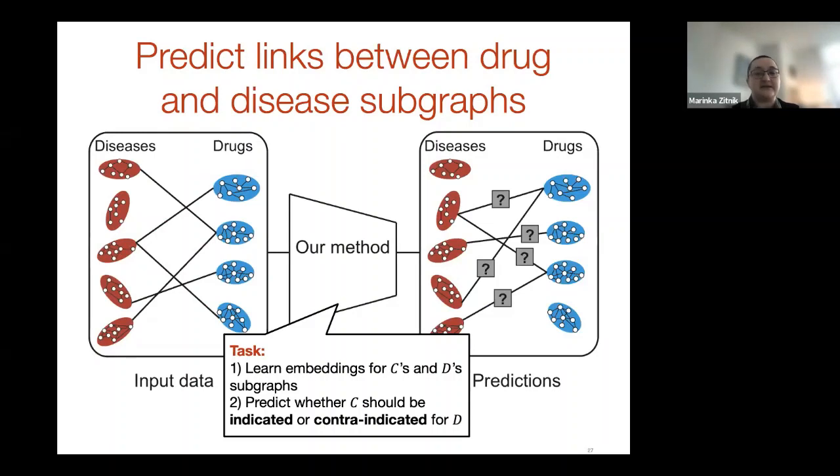And the task then is, we have as our input data a large number of drug disease pairs. So every disease is a subgraph, every drug is a subgraph, and the relationships are known treatment relationships. Our task is, first, learn embeddings for drug and disease subgraphs. Second, use those embeddings and combine them to predict potential associations or links between those subgraphs in such a way that those links are indicative of possible therapeutic treatments, which are referred to as indications or contraindications.